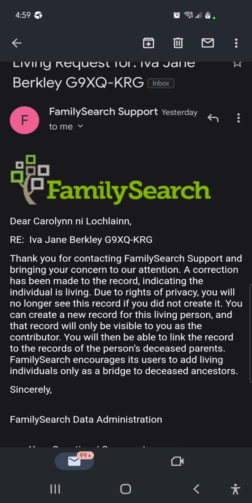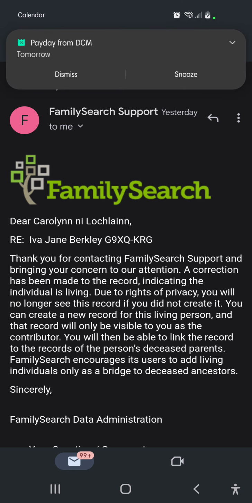We've made a correction due to rights of privacy. And that's the whole point here, my friends, is privacy. We want to provide privacy and accurate information in a public tree. You will no longer see this record if you did not create it. So the only person who's going to be able to see Iva Jane Barkley or Berkeley is the person who created that profile from whatever record they used. And that's it. Iva Jane Barkley is now showing as a living person only to the person who created her on FamilySearch. And that's the way that it should be.